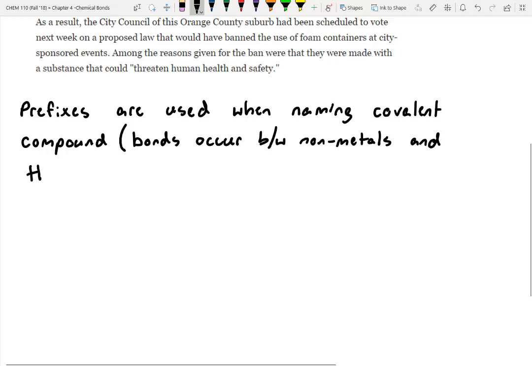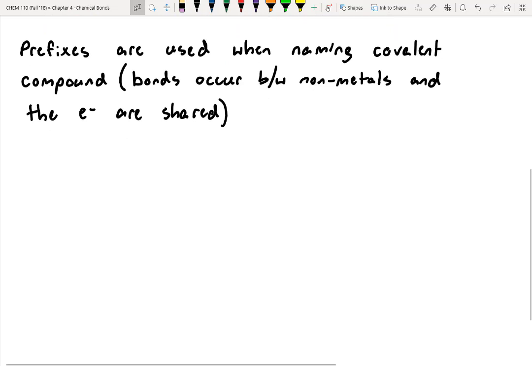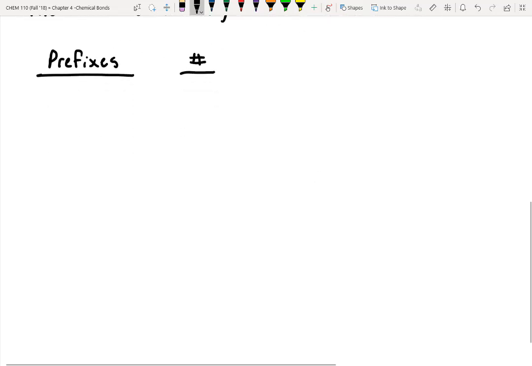And the electrons are shared. So that's an important thing to remember. This system is only useful for naming molecules that can contain covalent bonds. So let's take a look at some prefixes, and then the number that they represent. And then we'll go through some examples.